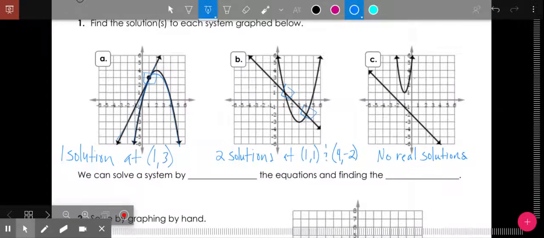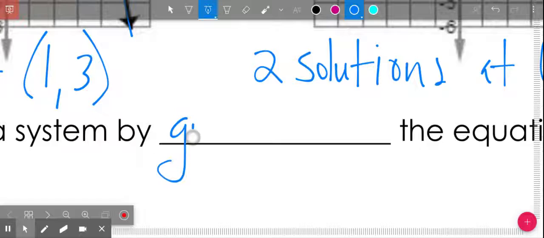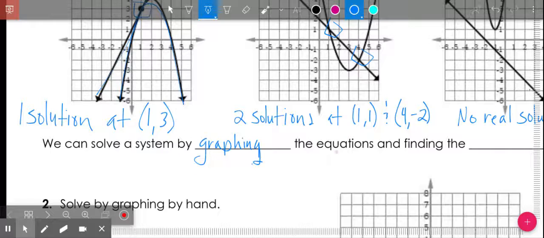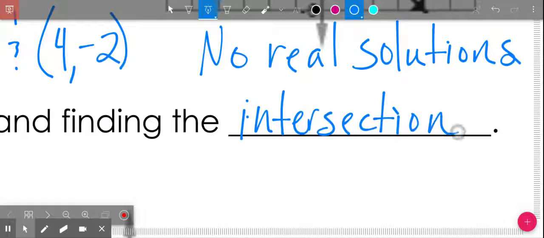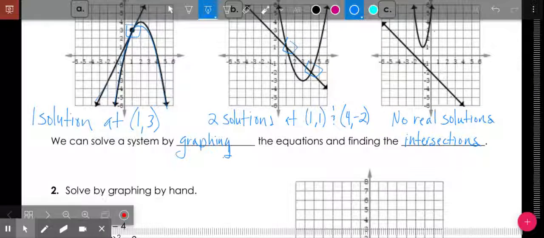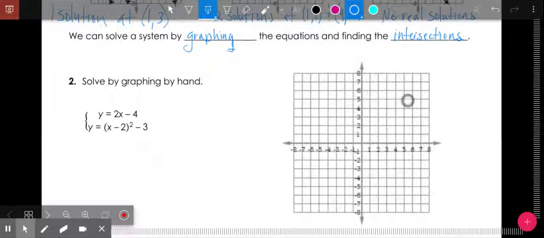All right. So we can solve a system by graphing the equations, just like we have been doing, and finding the intersections. All right. So looking at our first example that we have to graph, number 2, it says solve by graphing by hand.